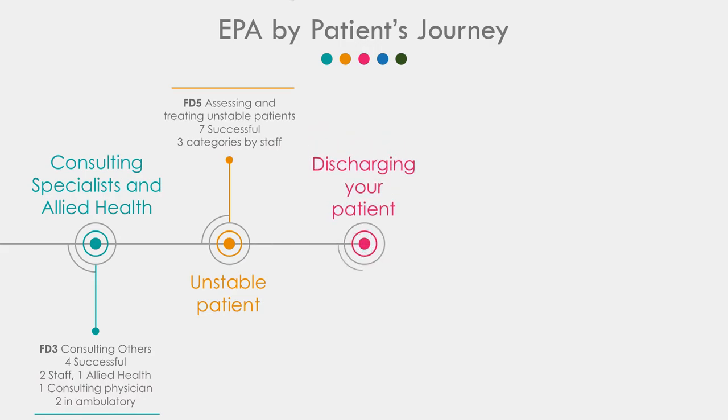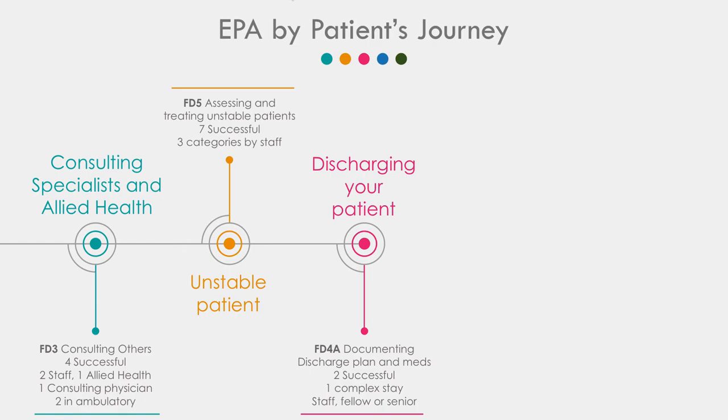So now you've done a good job managing your patient. They've made it through to discharge, and they have the FD4 discharge EPA. Now, this has been divided into two. FD4A is the documentation of the discharge plan and meds, and FD4B is about communicating to the patient. So for FD4A, you need 2 successful observations where your staff, subspecialty fellow, or senior resident reviews your discharge documentation.